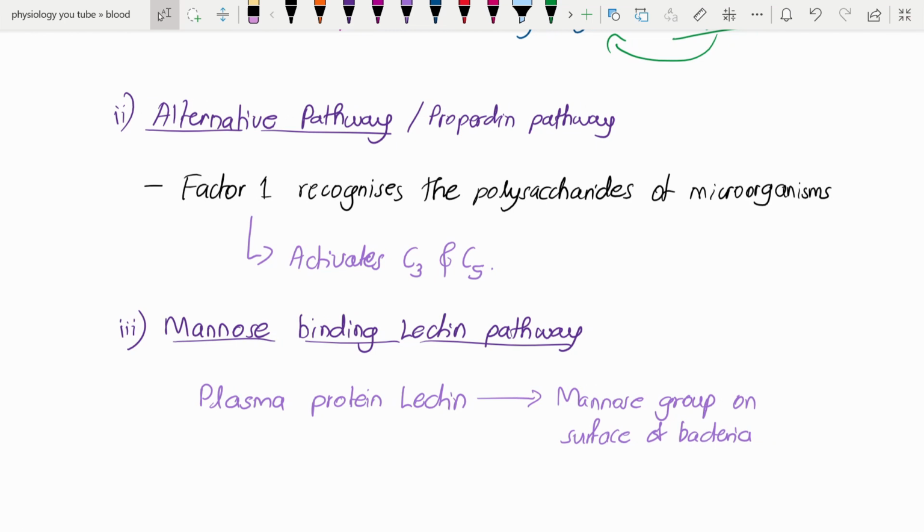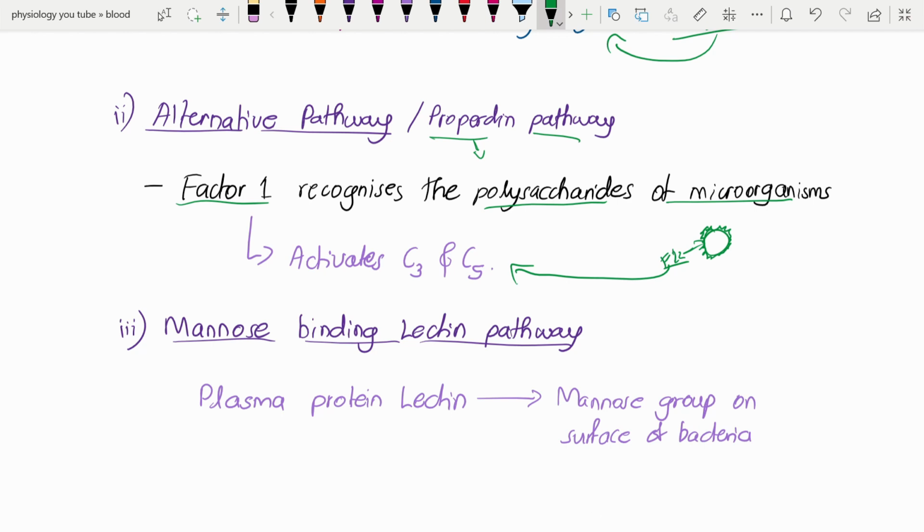And next comes the alternate pathway, or the properdin pathway. Properdin is the key protein involved in this pathway. You also need to know that factor 1 recognizes the polysaccharides of the microorganisms. As you know, microbes contain polysaccharides over their surfaces, and this factor will recognize those polysaccharides and activate the complement proteins 3 and 5.